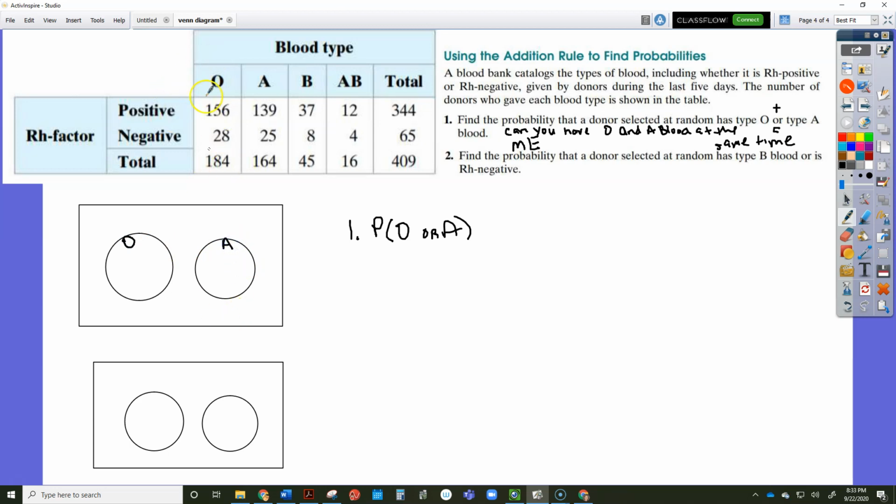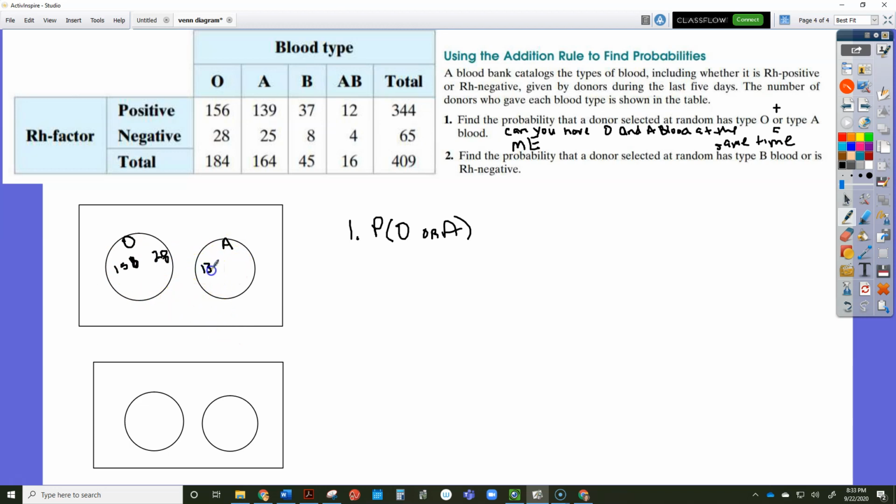So how many do we have that have type O blood? Well, we have 156 that have positive and 28 that have negative. If you want to separate that inside this, you can. So you can write 156 over here, and then 28 over here. That's a total of 184.